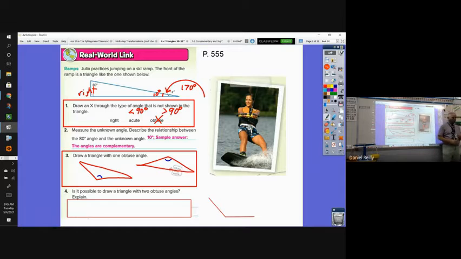What are the other two angles in these triangles? One is obtuse. What are the other two angles, Blake? Acute. Okay? Can I draw a triangle with more than one obtuse angle in it?